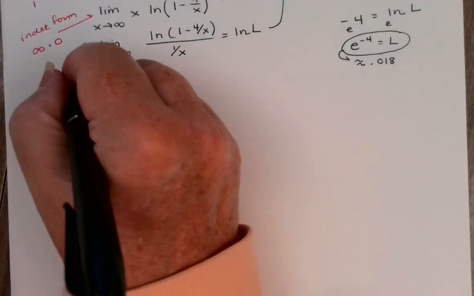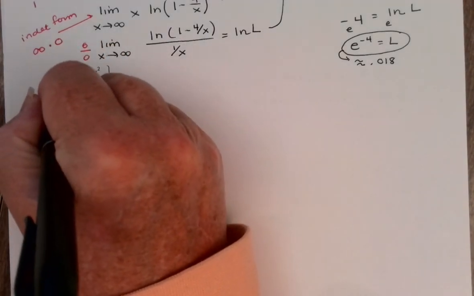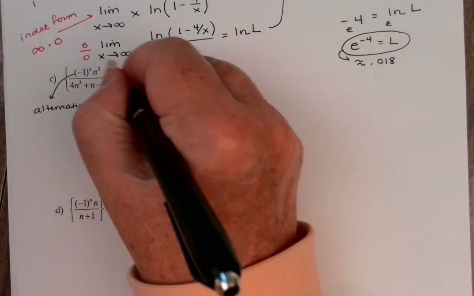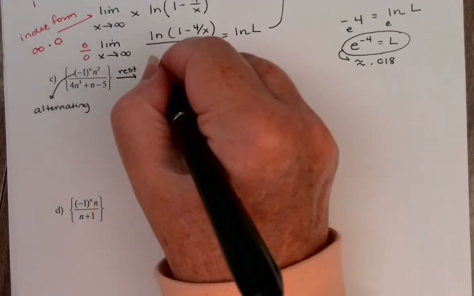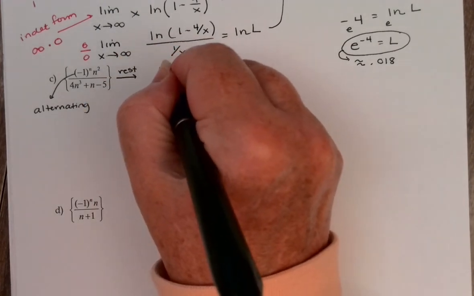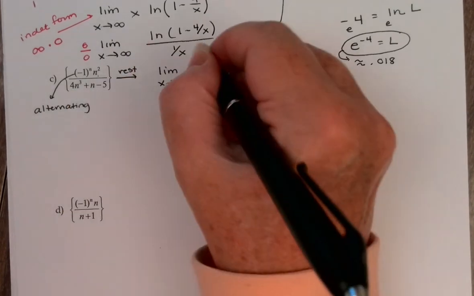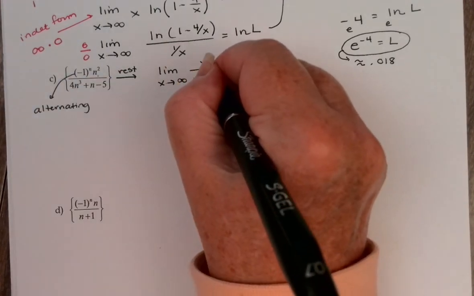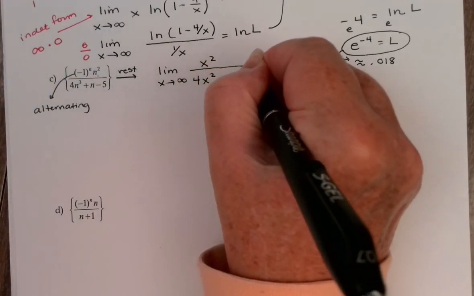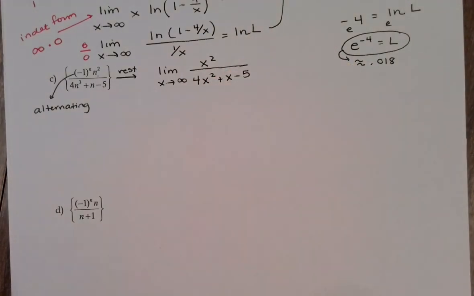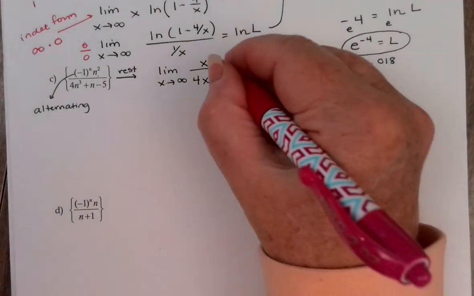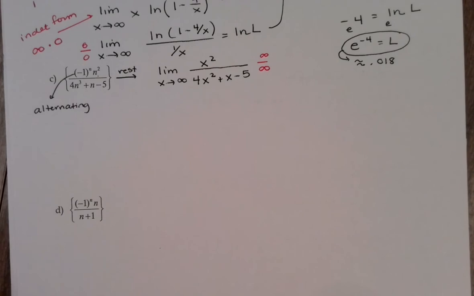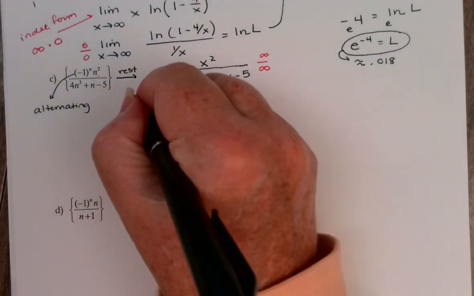So I'm going to say, I know this is alternating. But then the rest of it, I'm going to think of as the limit as x goes to infinity. I'm going to make that an x squared. And on the bottom, 4x squared plus x minus 5. Notice we do have the indeterminate form, infinity over infinity, which means that I can use L'Hopital's rule to do the limit.